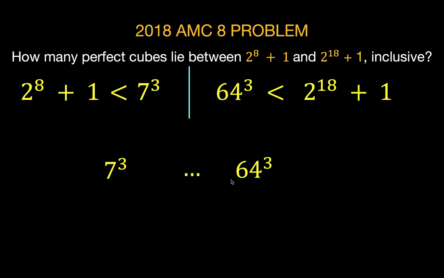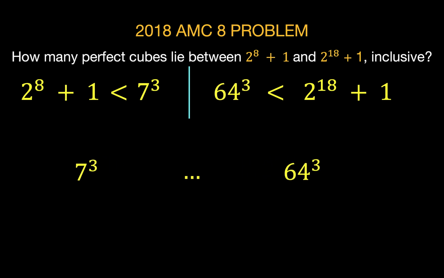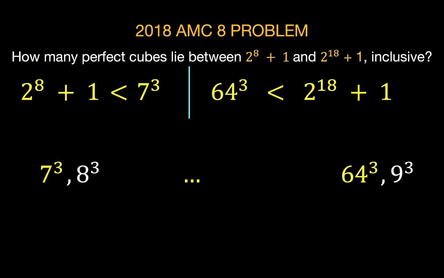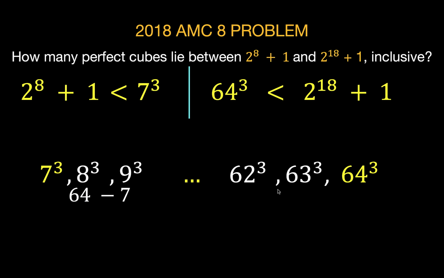These are perfect cubes that lie between 2 to the 8 plus 1 and 2 to the 18th plus 1. So our task now, therefore, is just to count how many of these perfect cubes are there all in all. So we can just expand this and inspect all those perfect cubes between these two boundaries. And the faster way to count the number of perfect cubes in between these two boundaries is just to subtract 64 minus 7. But we need to add 1.